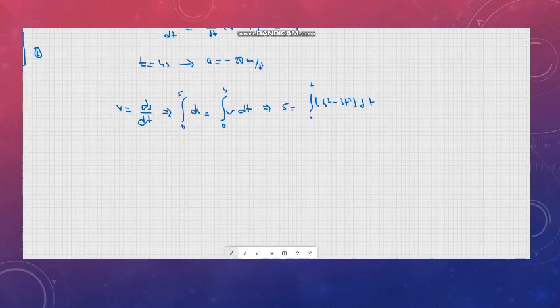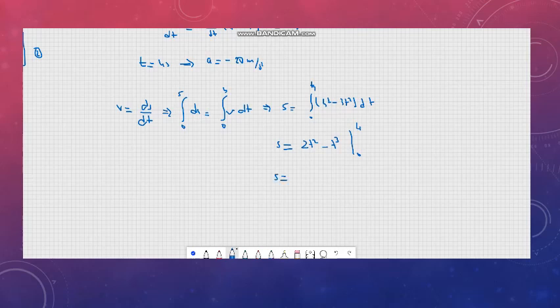Let's take this one. Let's make a space for us. So s is equal to, when we take the integral of this function, 4t squared over 2, which is 2t squared, right? And then the integral of 3t squared is 3t cubed over 3, so it's going to be minus t cubed. Where t goes from 0 to 4, so for 4 seconds we are going to find s.